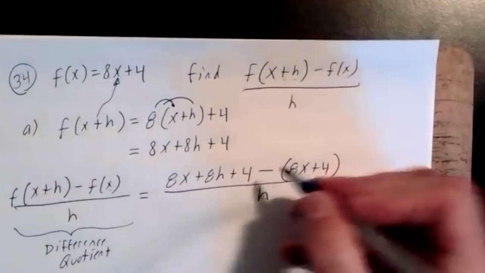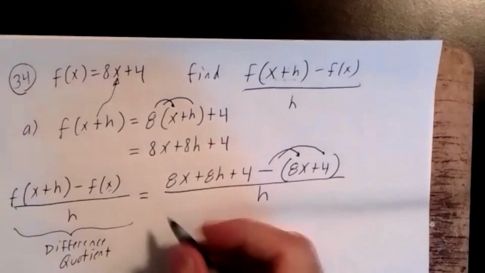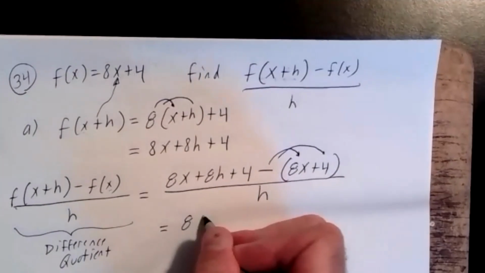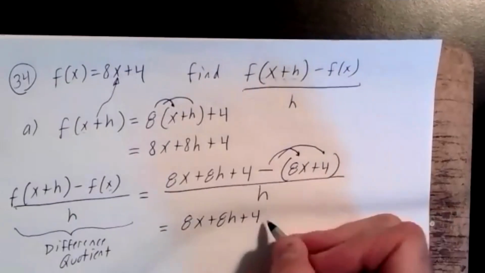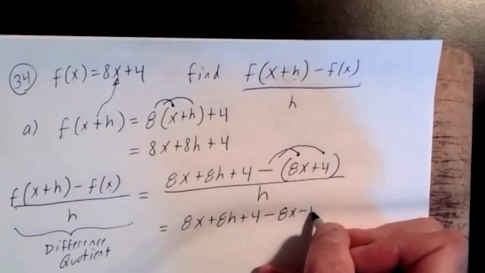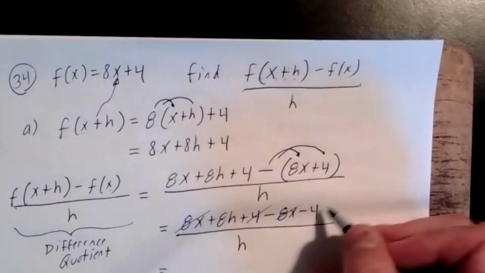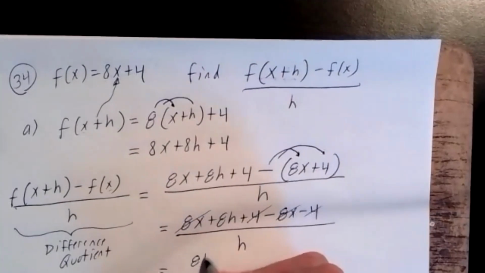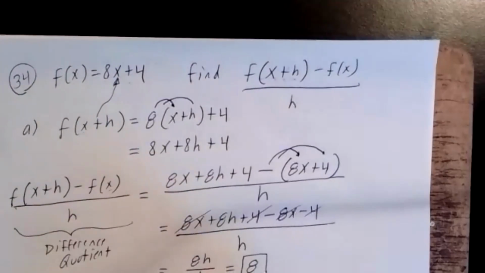Now remember I said you're always going to get cancellation when you find this difference quotient for a function. And therefore our difference quotient is going to be 8x plus 8h plus 4. Distributing the negative sign in the parentheses, we have minus 8x minus 4. Notice the 8x's drop out, the 4's drop out, and we're left with 8h over what? H. And what happens to the h's? They cancel out. So ladies and gentlemen, your answer is 8. The difference quotient for this linear function, f of x equals 8x plus 4, is equal to 8.